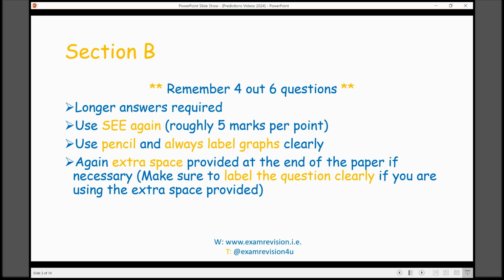When it comes to graphs, I have this as my third bullet point here. I would use a pencil for my graphs to start off with and then go over it in pen. Remember that you're only allowed to use blue or black pen this year because the papers have been scanned. So when I'm saying pencil, use it first so you don't make any mistakes, or it's easy to rub out if you do, and then go over it in blue or black pen. That would be my advice for your graphs.